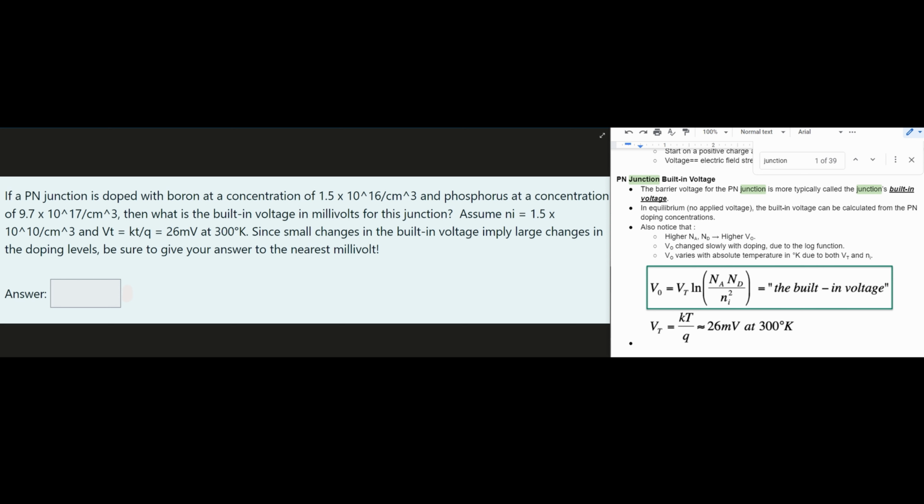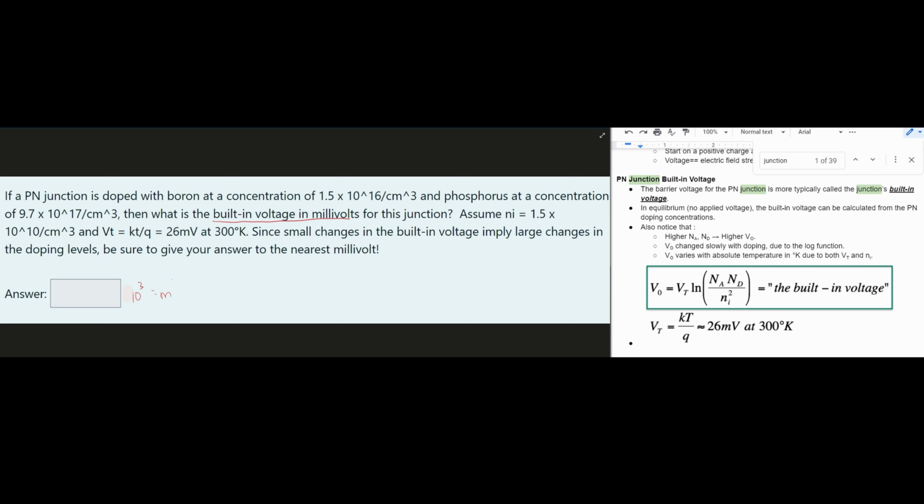If a PN junction is doped with boron at a concentration of 1.5 times 10 to the 16th per cubic centimeter, and phosphorus, so we have two atoms here, at a concentration of 9.7 times 10 raised to the 17th per cubic centimeter, then what is the built-in voltage in millivolts for our junction? So we're looking for our built-in voltage in millivolts. So this is going to have to be 10 to the negative 3, or this is 1 milli.